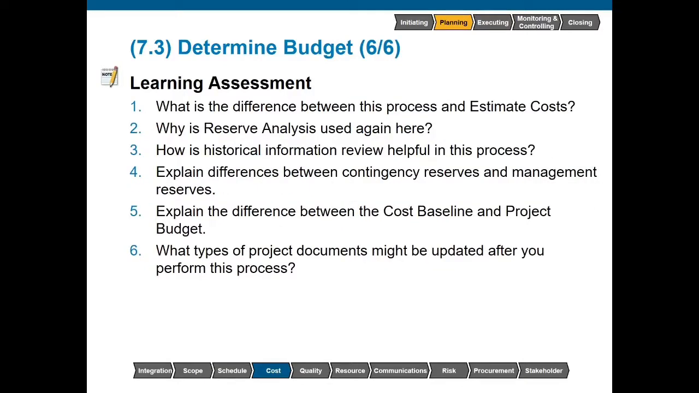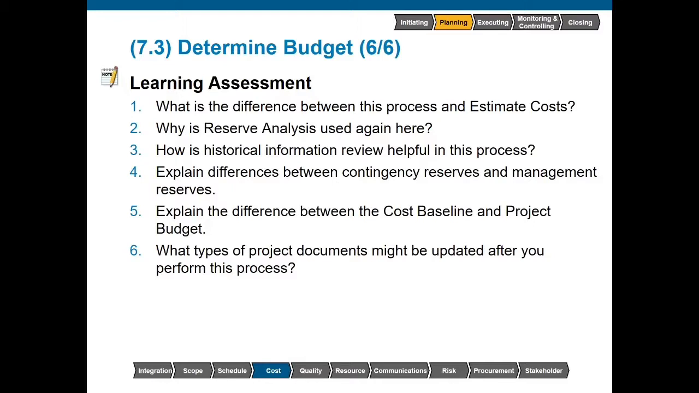We just finished discussing the determine budget process. Let's do a quick learning assessment. What is the difference between this process and estimate costs? The estimate costs process is where we're looking at the cost of each activity. And the determine budget process is concerned more so with the aggregation. So we're rolling up all of these costs to the highest level, and then we're looking at how much money do we need for the project and when are we going to need it.